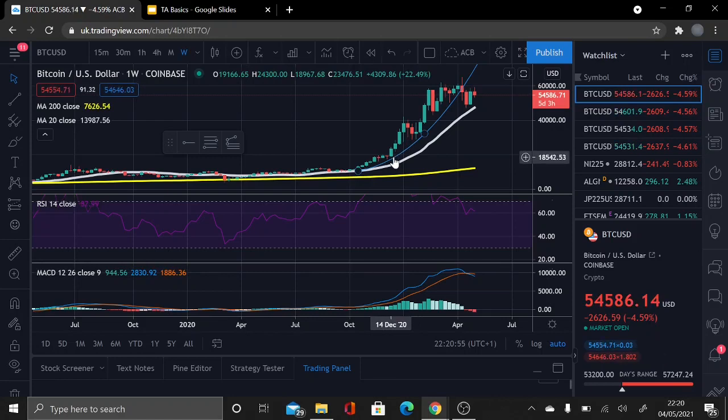Now here you can see the price started at 18,000, but it ended the week at 23,000. So it's a green candlestick. Okay, so green candlestick is good, red candlestick is bad.